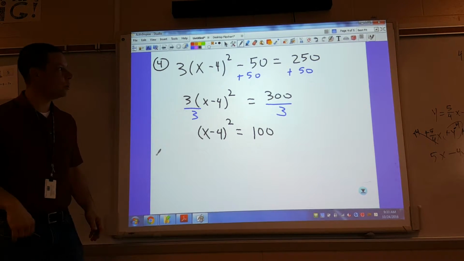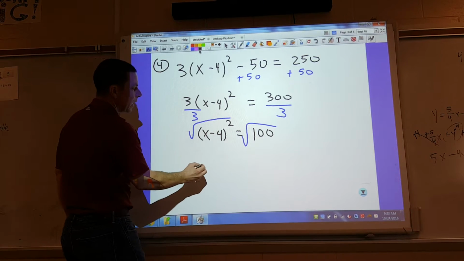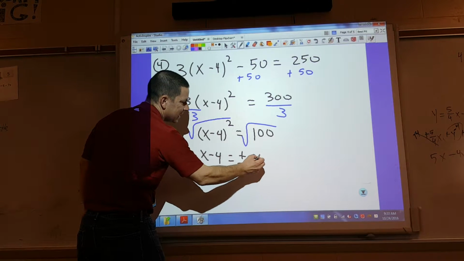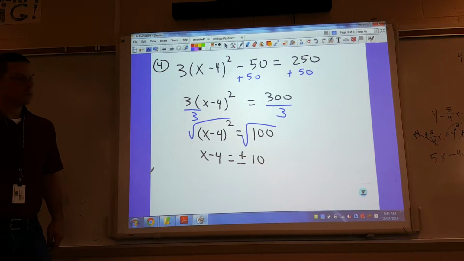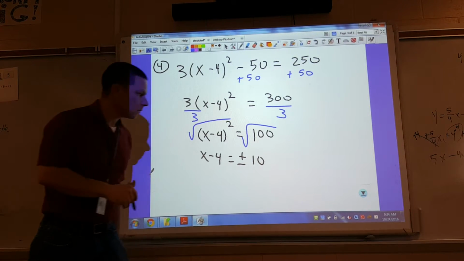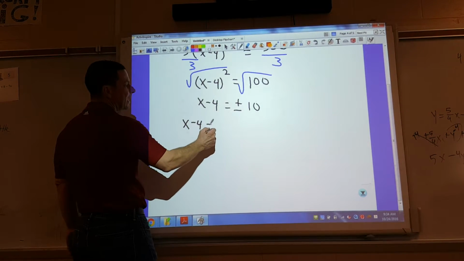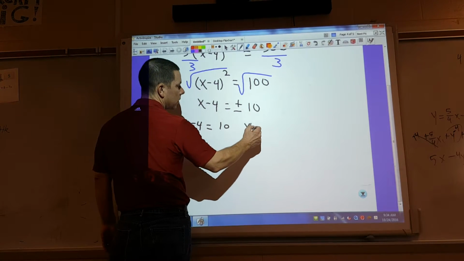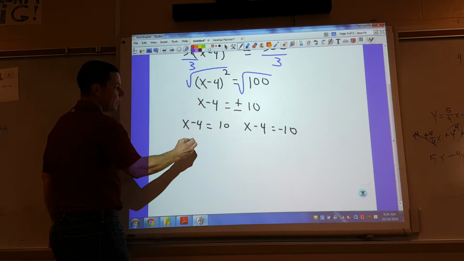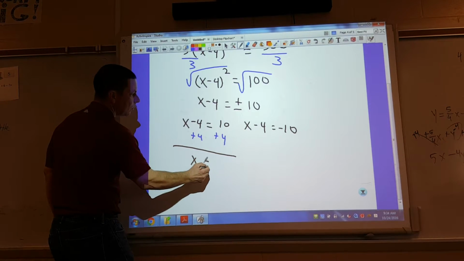We are ready to take the square root of both sides. Square root here, square root here. And we have x minus 4 being equal to plus or minus 10. So we need to solve two different equations there. So I would go ahead and write that out. x minus 4 equals positive 10, or x minus 4 could equal negative 10. So we'll solve this by adding 4 to each side, adding 4 to each side. That gives us x equals 14.